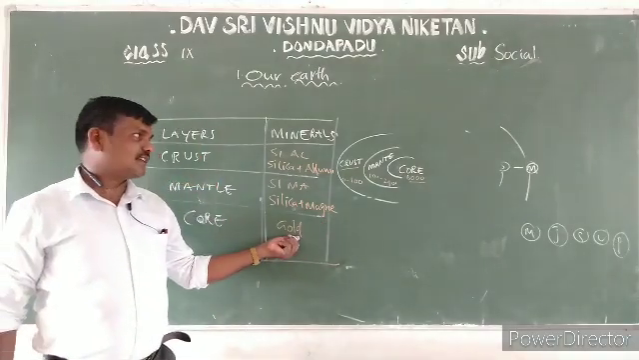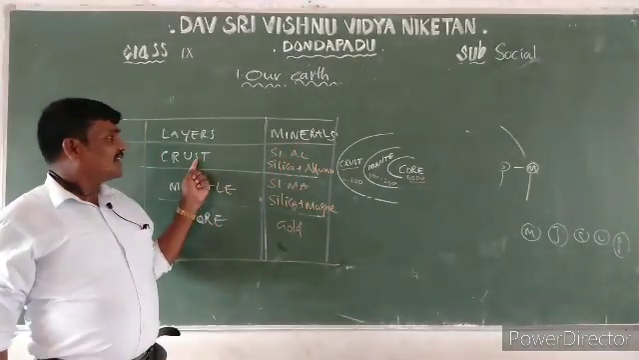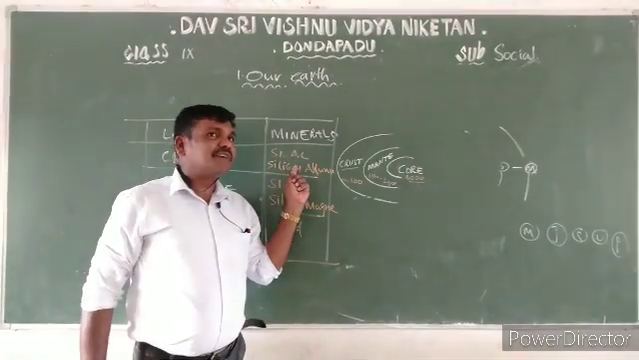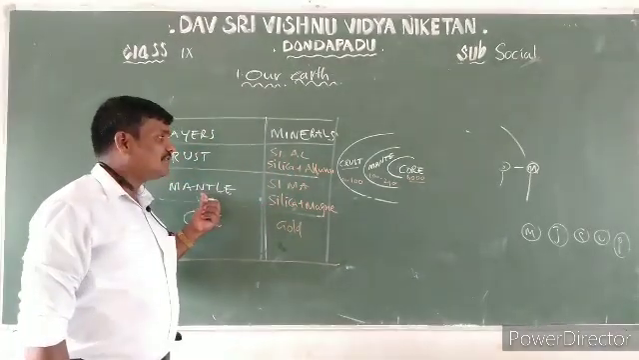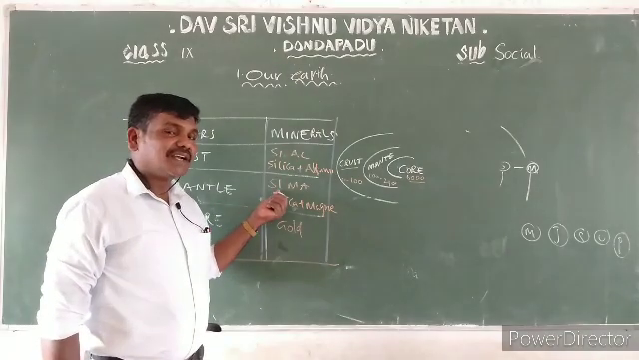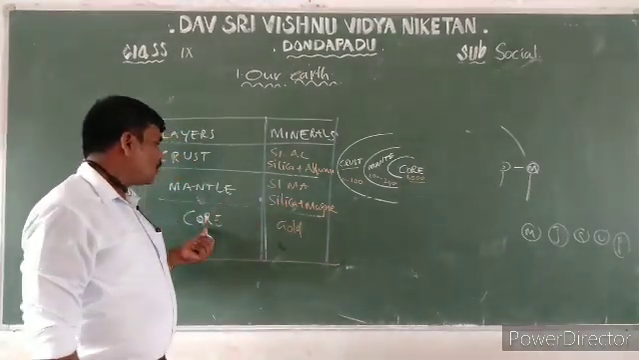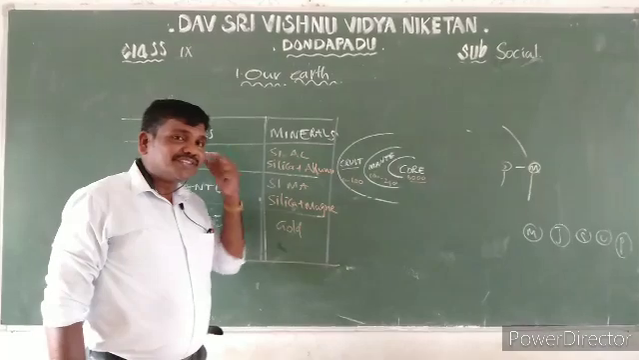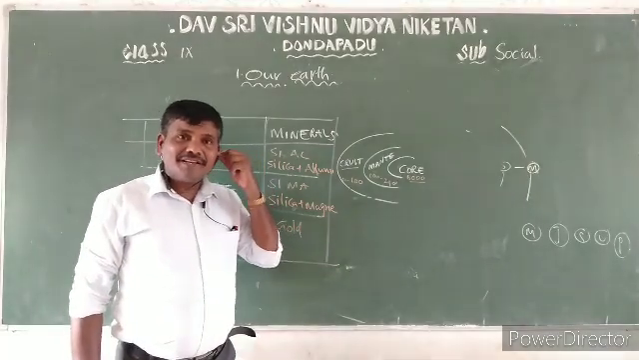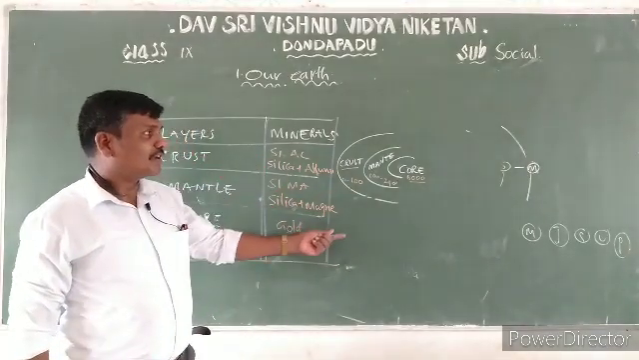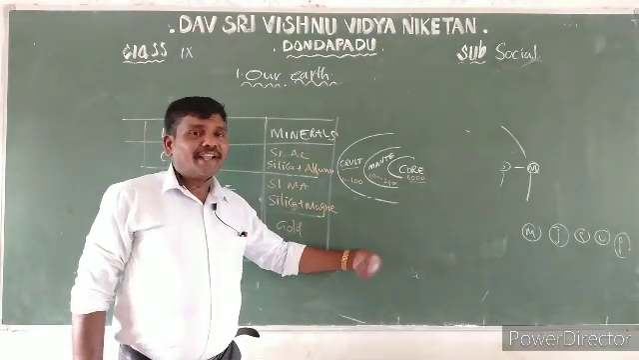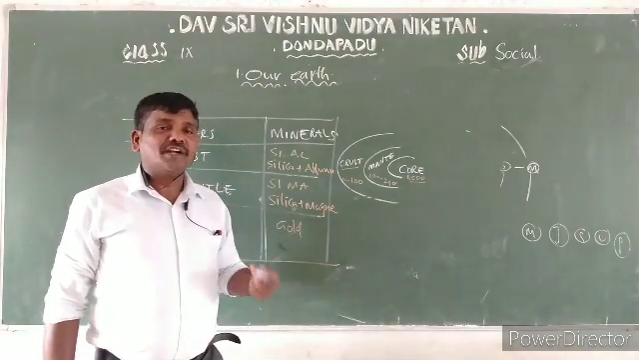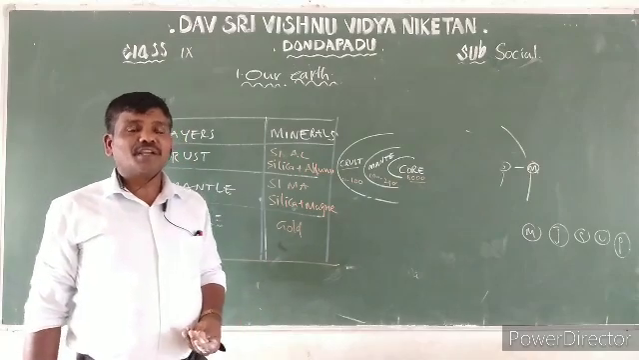You have to focus here. The first layer, the crust, gives silica and aluminium. The mantle gives silica and magnesium. And the core gives gold. So these are the materials we get from the internal structure of the earth. Now the next topic is the concepts of latitudes and longitudes. Okay, thank you.